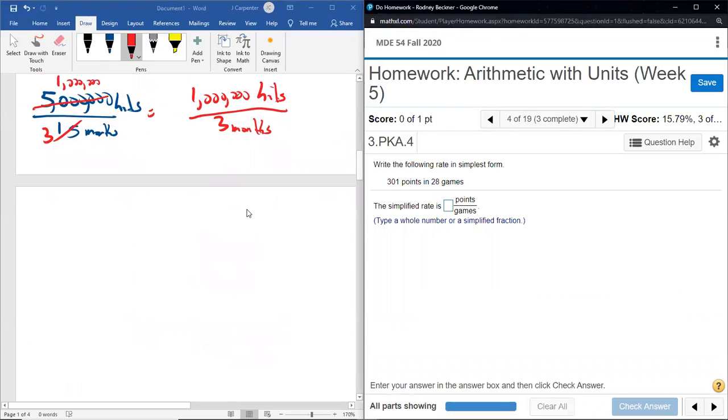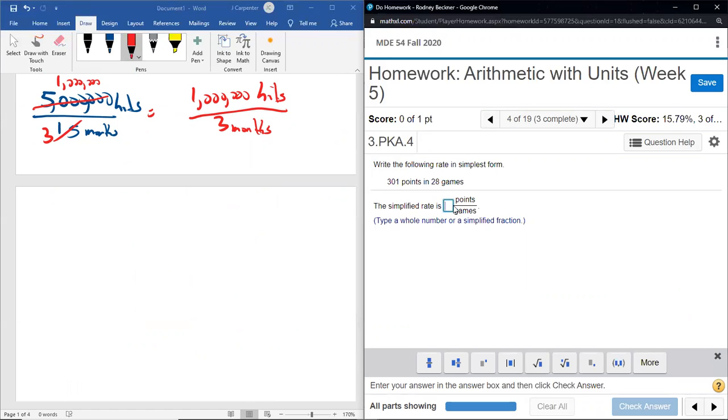All right, write the following rate in simplest form. So again, type a whole number or a simplified fraction. They're still not getting this as a unit rate. Unit rate means you're going to do the division, absolutely. So 301 points over 28 games. So this sounds like we've got a sports person playing, and over 28 games, they scored 301 points. And we're trying to figure out, I would call this more their average if we break this down to an every game basis.